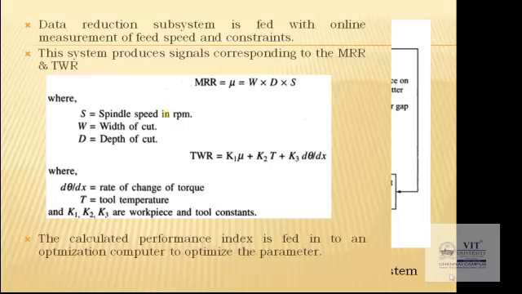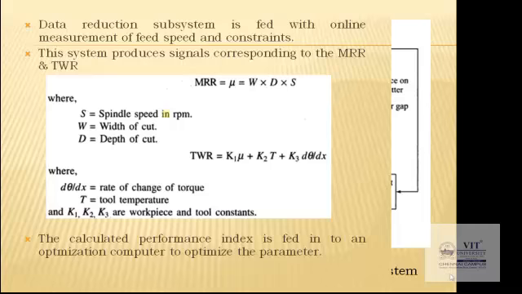And also tool wear rate, the same formula. Okay, so K1, K2, K3 are some constant values for a particular material that is suggested by the tool manufacturer. Mu is the material removal rate, and T is the tool temperature that is produced during the operation, and d theta by dx is the rate of change of torque.